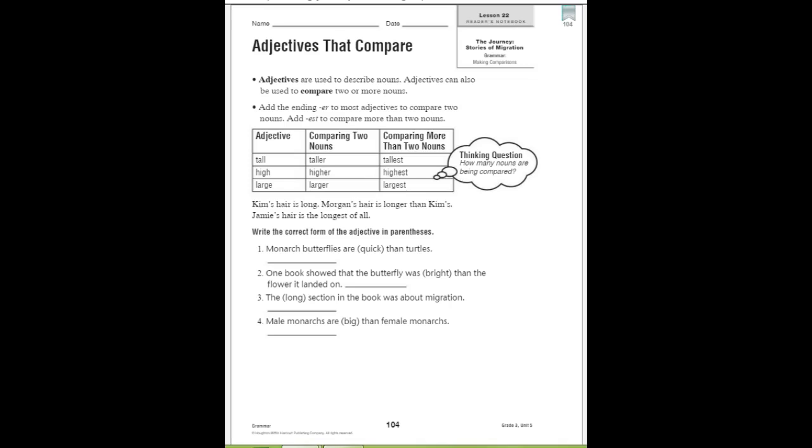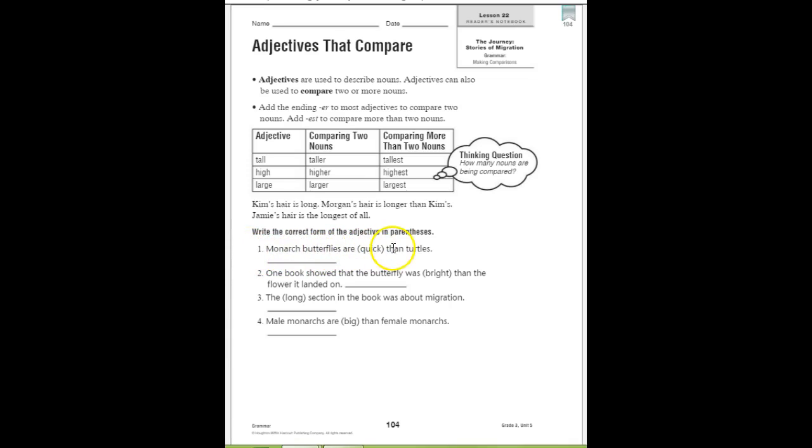All right, adjectives that compare are on page 104 of your reader's notebook. You have the information that we talked about at the top, the chart that compares, and your thinking question, how many nouns are being compared. All right, you're going to write the correct form of the adjective in parentheses. So let's do number one together.